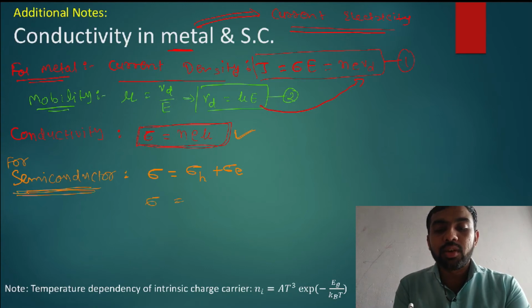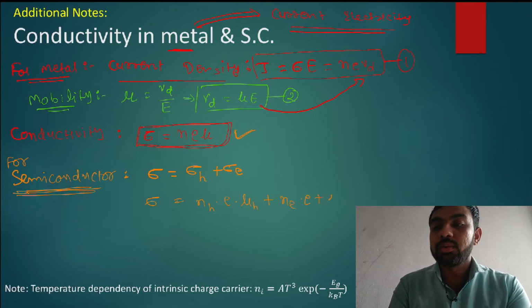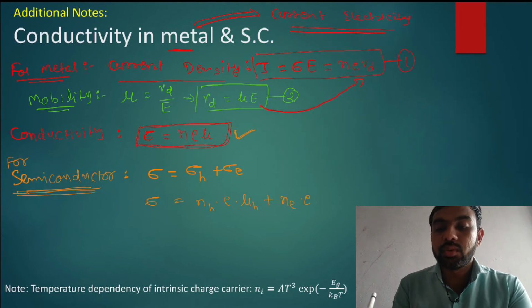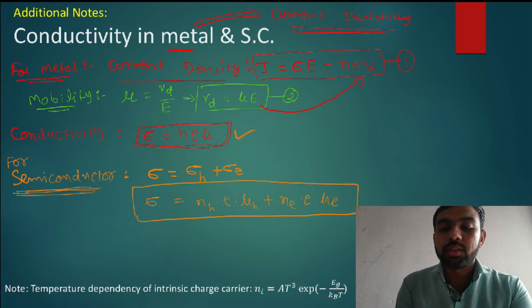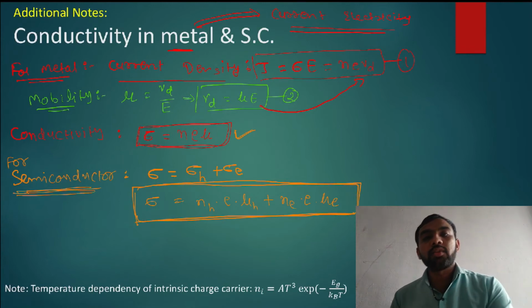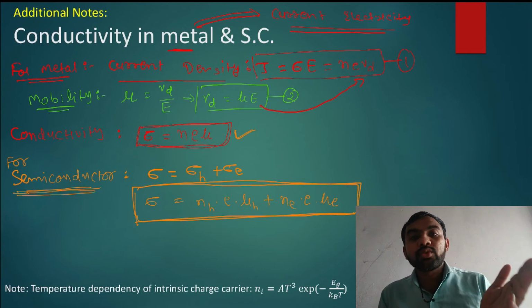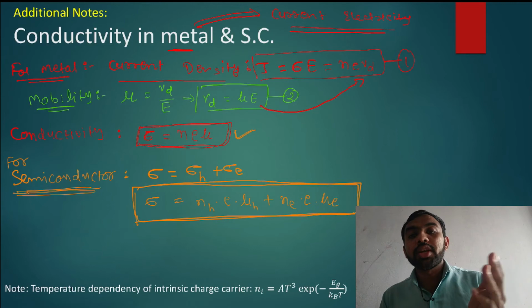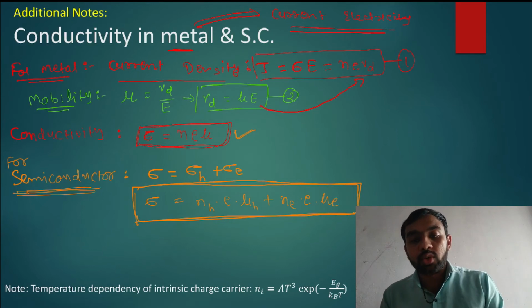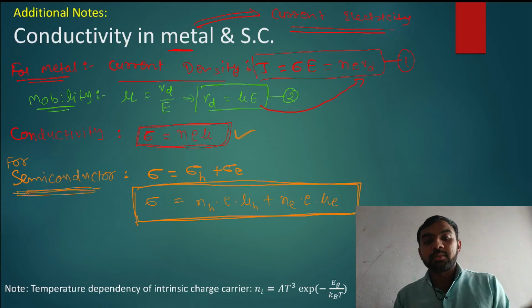Sigma is equal to n hole into e into mu hole plus n electron into e into mu electron. So this is the conductivity in case of a semiconductor, extrinsic semiconductor. Nh is the number of holes. Ne is the number of electrons. Mu h is the mobility of a hole, and mu e is the mobility of an electron. All of you must note this example.